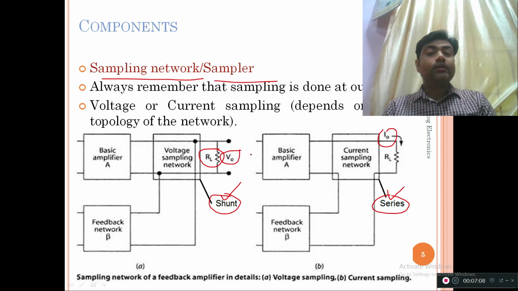So students, it is very important to understand that whenever we are sampling, we will be sampling at the output side, because we want to feed it back to the input. So sampling is always done at the output side, either in the form of voltage or in the form of current. I'm repeating, if we are sampling the voltage, it has to be in shunt form, and if we are sampling the current, it has to be in the series form.